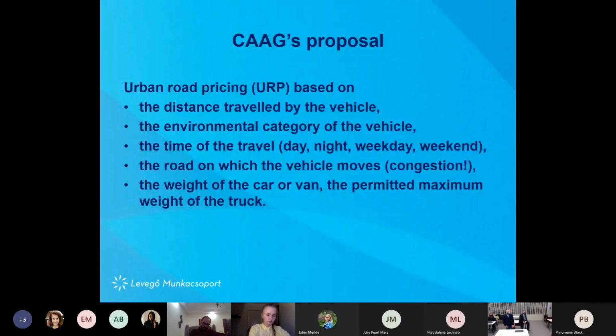So what we proposed is an urban road pricing system, which is first based on the distance traveled by the vehicle, the environmental category of the vehicle, it means how much it emits harmful substances, the time of the travel. You shouldn't pay the same during the night as during the day. The road on which the vehicle moves, if it moves on a very congested road, of course, it should be higher, and the weight of the vehicle.